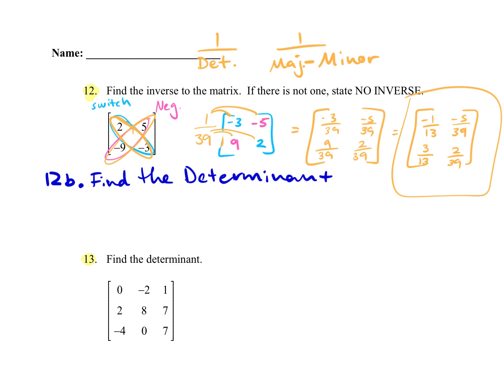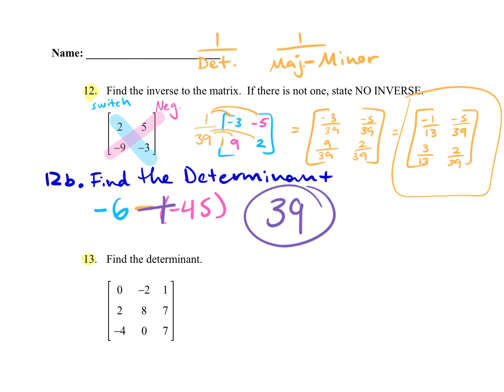So find the determinant of the one we just did. When we find the determinant of a 2 by 2, it's just majors minus minors. Remember, majors start from the top, minors start from the bottom. So majors, 2 times negative 3 would be negative 6. We kind of just did this. Minus minors, which would be negative 9 times 5, so negative 45. Minus negative turns into a plus, so our determinant would be 39.